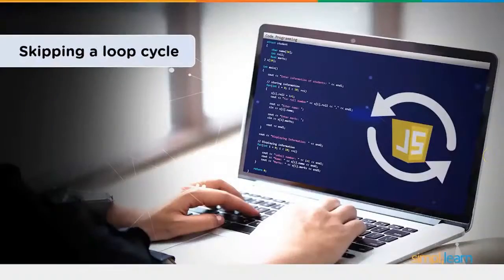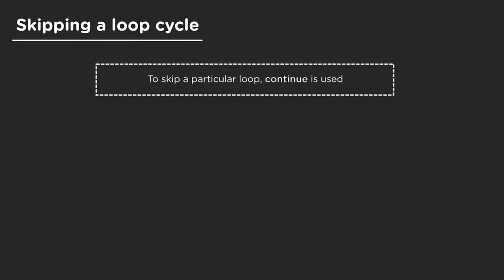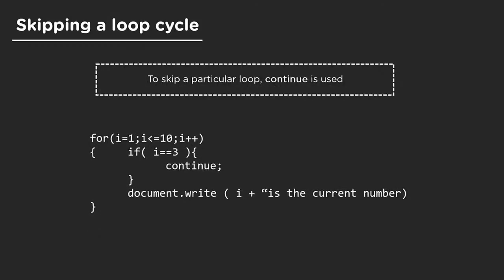Next up, we have skipping a loop cycle. Here, what we do is we make use of a keyword continue to skip a particular loop cycle. Say in this case, we have a for loop which displays the values of i ranging from 1 to 10. However, we want to skip the cycle when it reaches the value 3. So what we do is we make use of the keyword continue here. So basically it displays 1 and 2 and skips the third cycle and then directly displays 4.